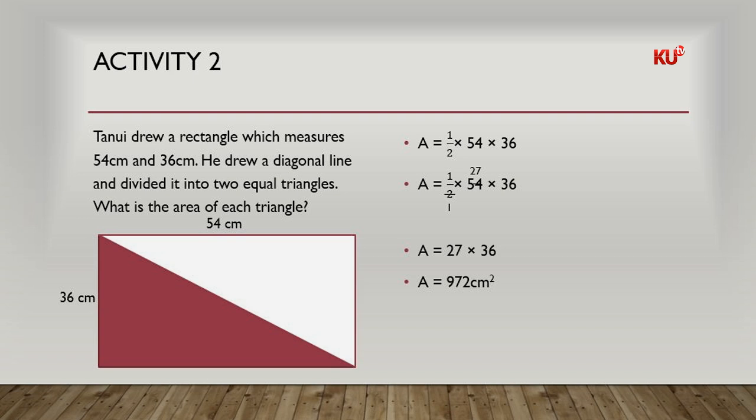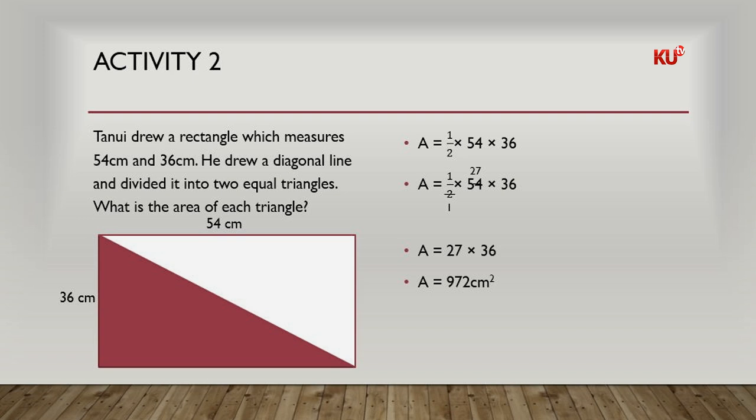Then the next step, now you multiply that 27 times 36. Then you get your answer as 972 centimeters squared. Now, boys and girls, I want to explain one thing before we go.